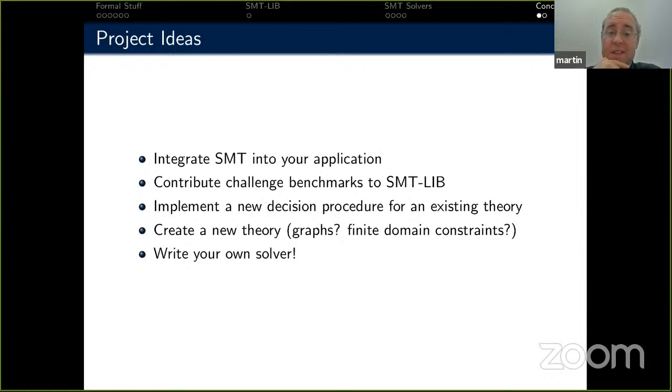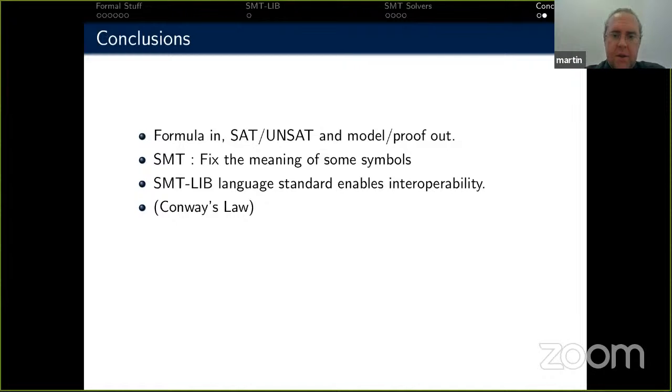Also, writing your own solver. This is not as hard as people think. It's not easy, but it's not insanely difficult either. You've got the syntax, you've got the semantics, you've got a very large set of test cases. Writing a competitive solver that supports all of the theories is a big task, but writing a special purpose solver that supports one theory and does something interesting with that is not a huge amount of work. So it's a thought.